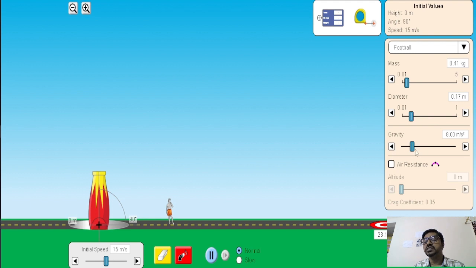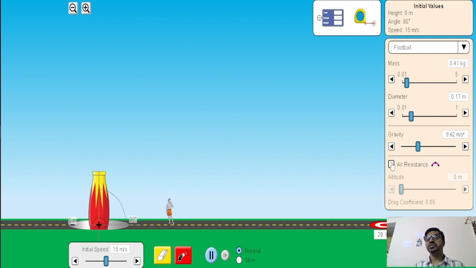We can also change the gravity. On the Earth, acceleration due to gravity is approximately 9.81 meters per second squared. If you go to other planets, maybe you can have different values. The least they're showing is 5, and the maximum is 20 meters per second squared. So we can choose maybe 9.62 meters per second squared. But on the Earth, you should remember it is 9.81 meters per second squared.